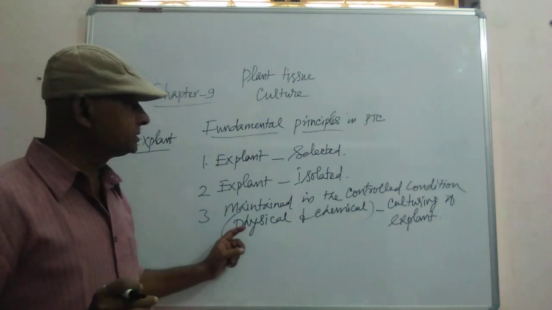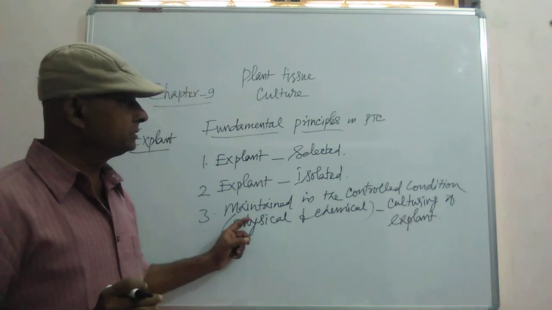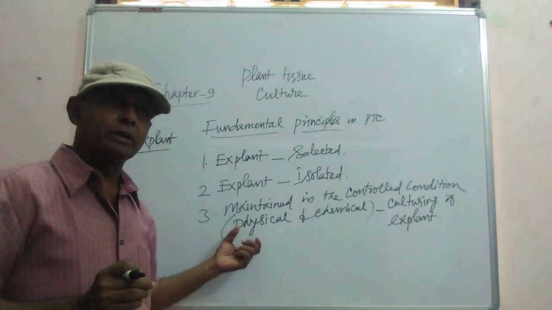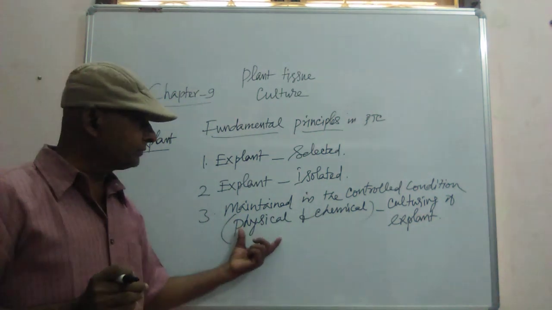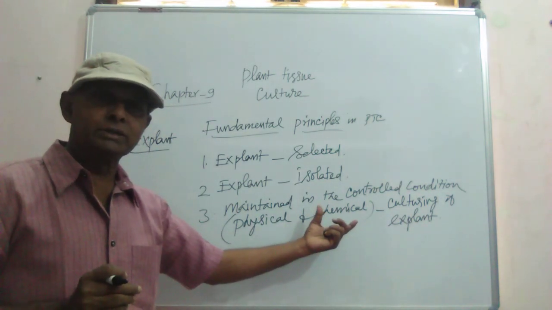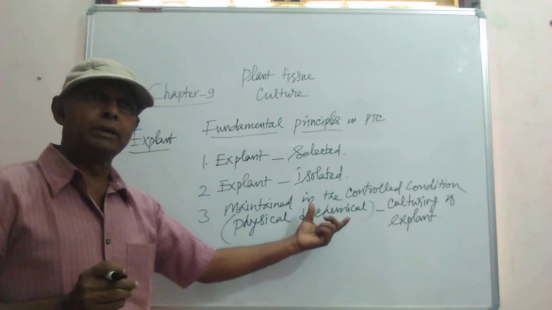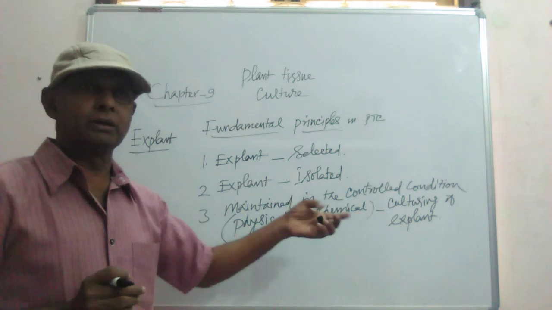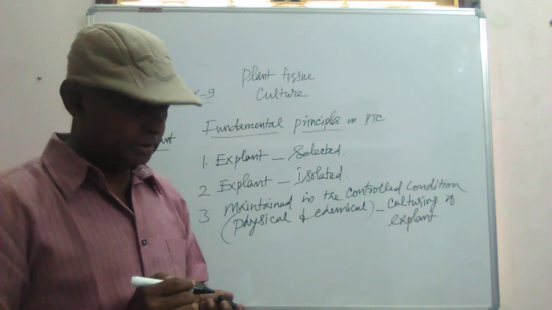The third one is maintenance in the controlled condition. The explant should be maintained in the controlled condition, either in the physical condition or in the chemical condition. So sterilization is carried out in order to maintain the explant for culturing. Culturing of the explant is carried out in the third process.